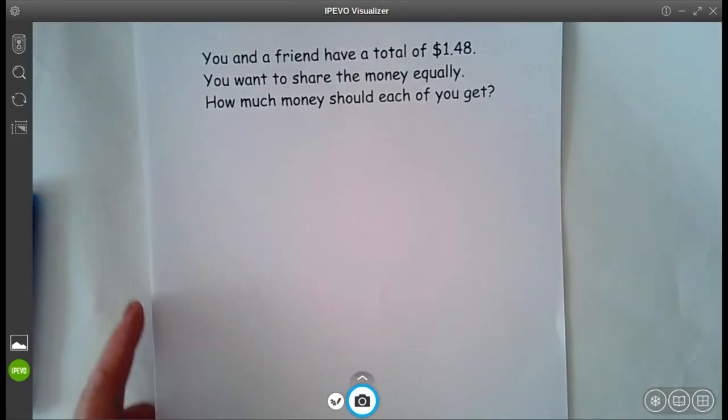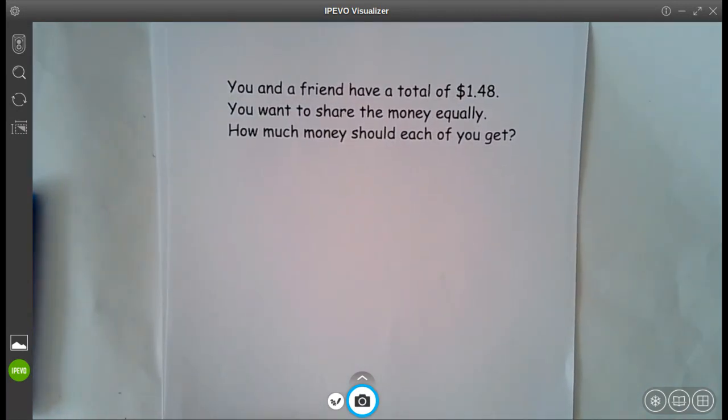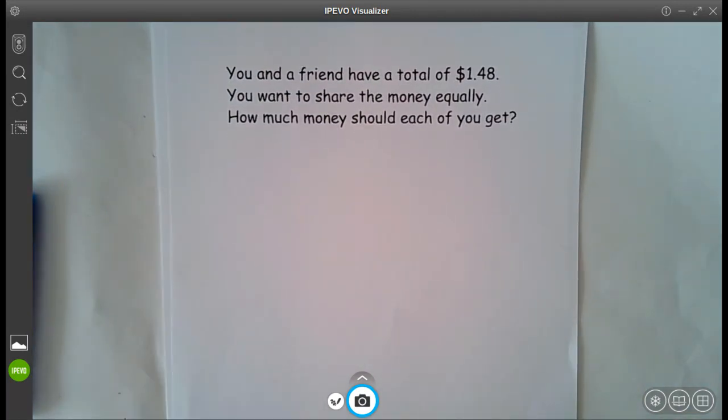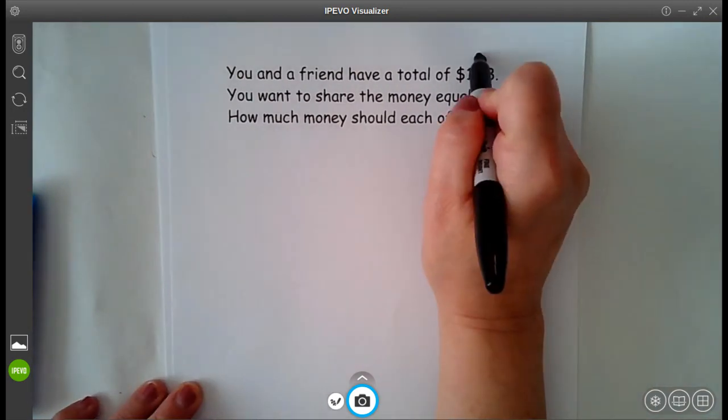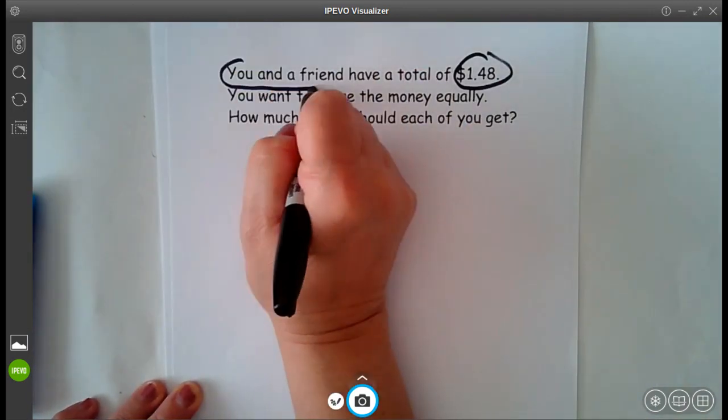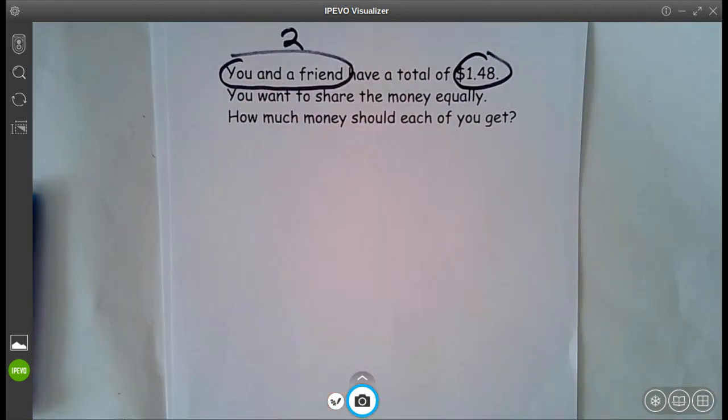Okay, and for our last problem, because I've covered all the other operations, the only one we haven't worked with is division. This is going to be a division problem. You and a friend have a total of $1.48, and it's you and a friend, so that's 2 people. You want to share the money equally. How much money should each of you get?